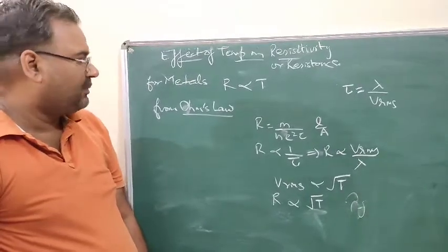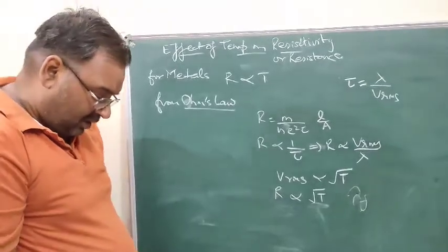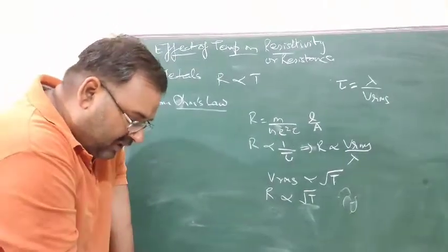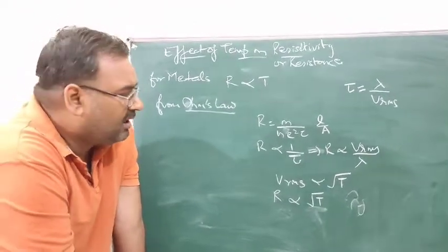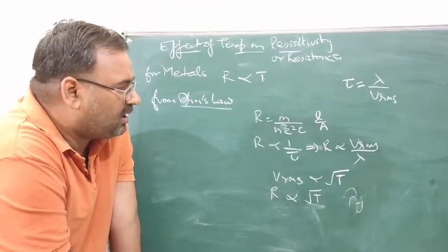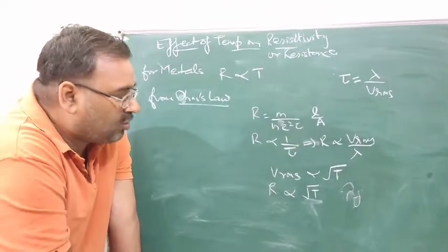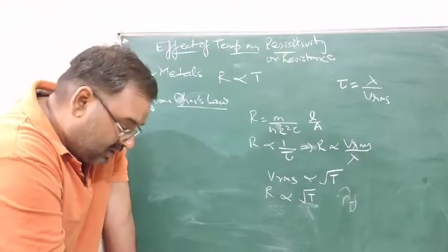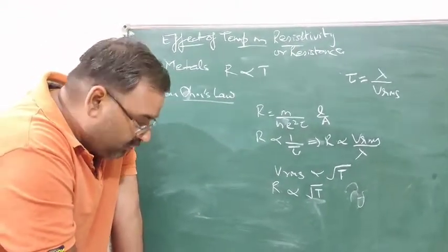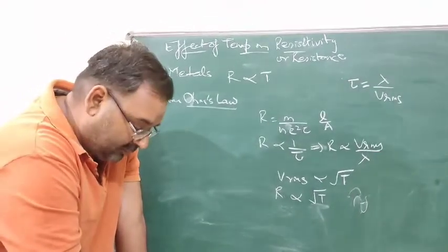We will discuss this. We have from Ohm's law, for a given wire, suppose the length of the wire is L and area of cross section is A. Then the resistance of the wire is given by the formula R is equal to m upon n e square tau, times L upon A. m is the mass, n is the number of electrons per unit volume, e is the charge, tau is the relaxation time.